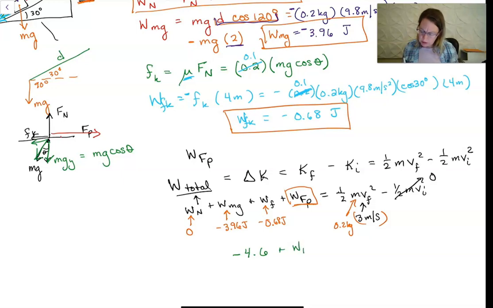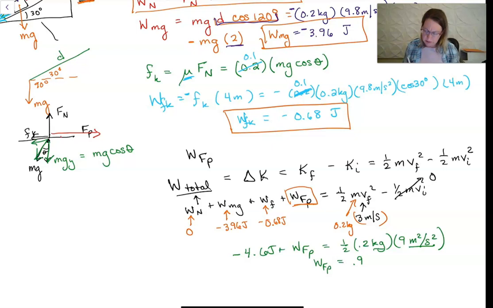Plus work by the pulling force is equal to 1/2 times 0.2 kilograms times 9 meters squared per second squared. And this has units of joules. That's going to be then a 0.9. I'm going to add this to both sides, plus 4.6 joules, so that cancels. So my work total for this looks like 5.4 joules.